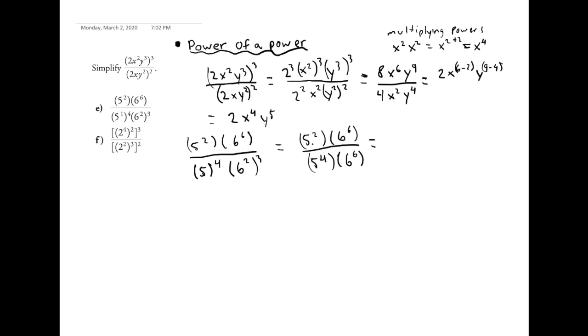So you have 5 to the power of 2 and 5 to the power of 4 at the bottom, right? So you always subtract the exponent at the top minus the exponent at the bottom for the same terms, right? So it's going to be 5 to the power of 2 minus 4.